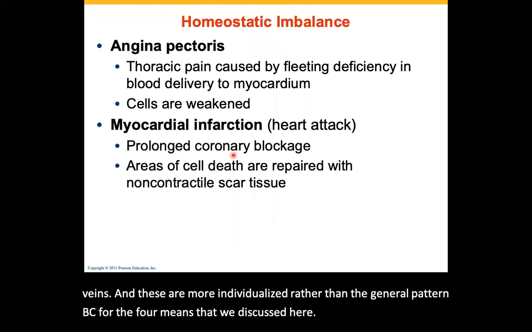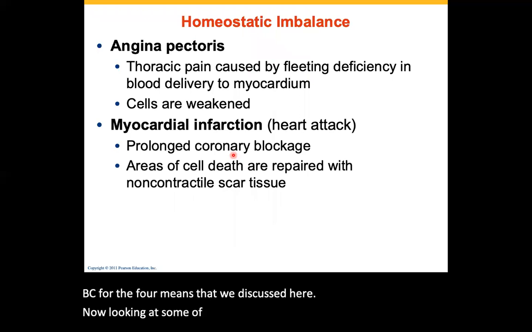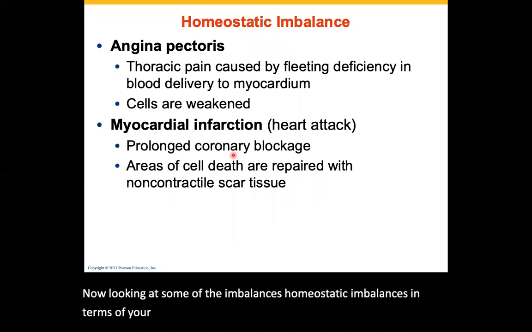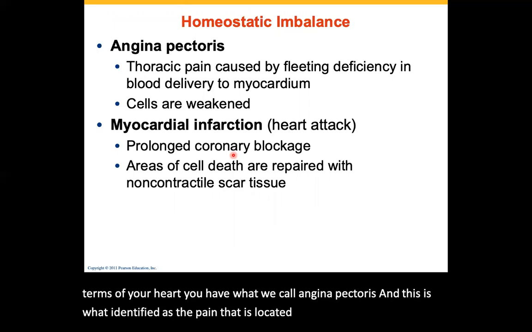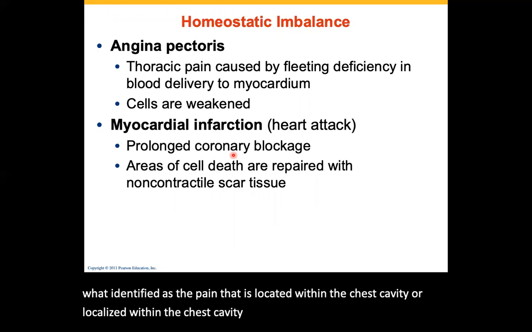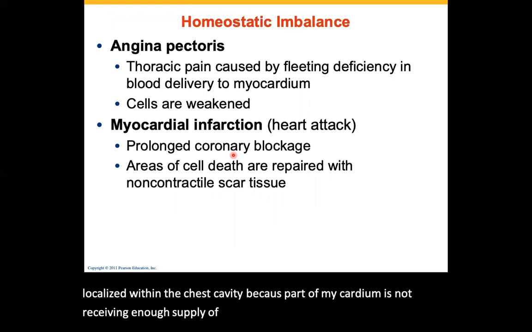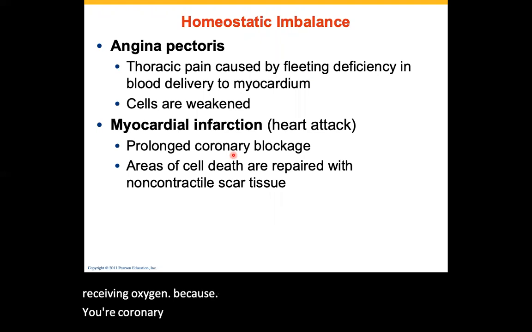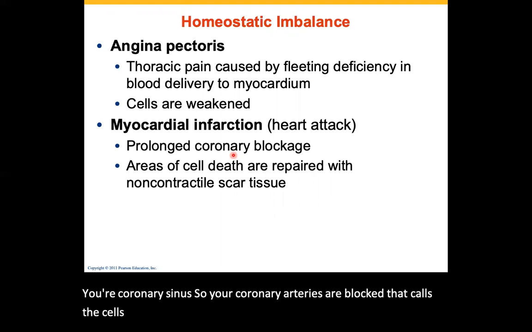Now, looking at some of the homeostatic imbalances in terms of your heart, you have what we call angina pectoris. This is identified as pain localized within the chest cavity because part of the myocardium is not receiving enough oxygen. Typically, when your cells are not receiving oxygen because your coronary arteries are blocked, that causes the cells to weaken, and as a result, that weakness is represented as chest pain.